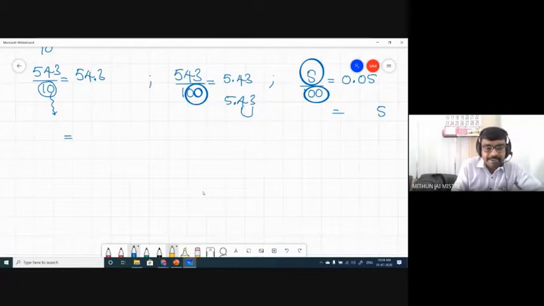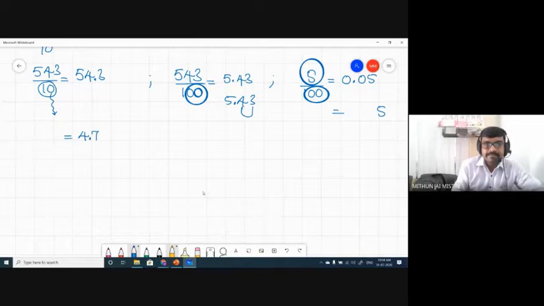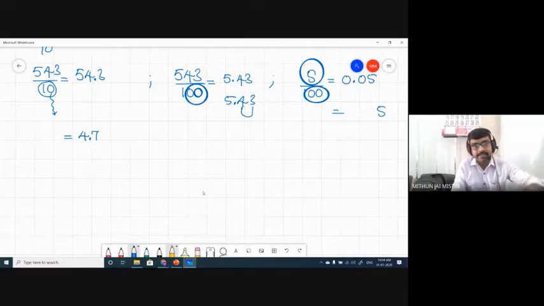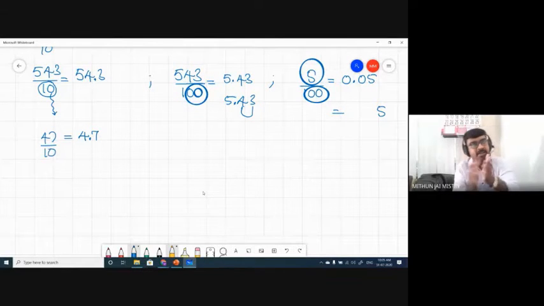So Payal, if it is 4.7, yeah beta, 4.7. It is in decimal form. Now can you tell it in P by Q form, that is in rational or in fraction form? 4.7. 47 by 10. Very good. So confirm, Payal, you understood.